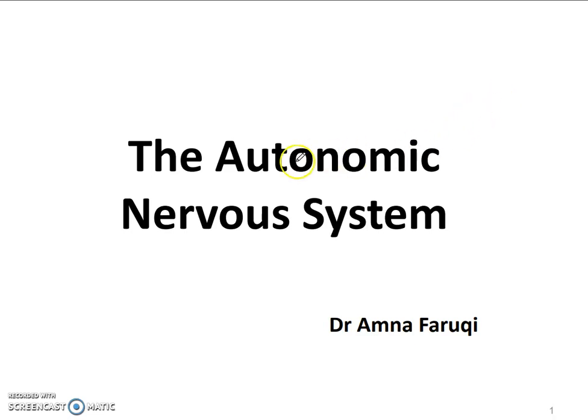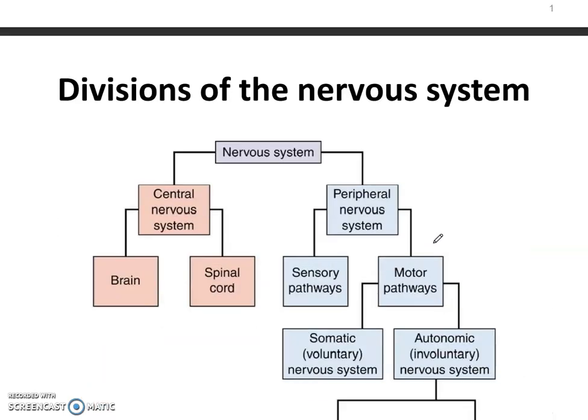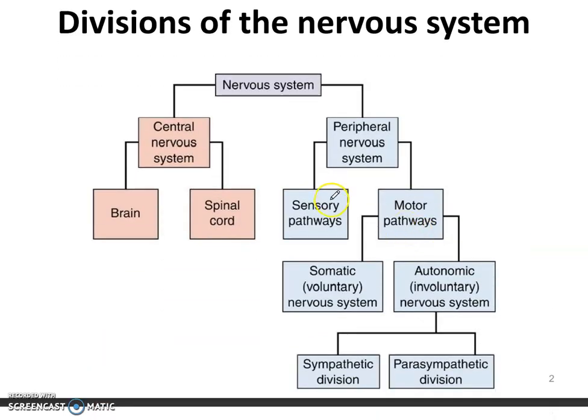Hello and good morning. Today our topic will be the autonomic nervous system, and it is comprised of the following divisions. First of all, the nervous system is comprised of the central nervous system and the peripheral nervous system. In the central nervous system, there are the brain and spinal cord, and in the peripheral nervous system, there are sensory pathways and motor pathways.